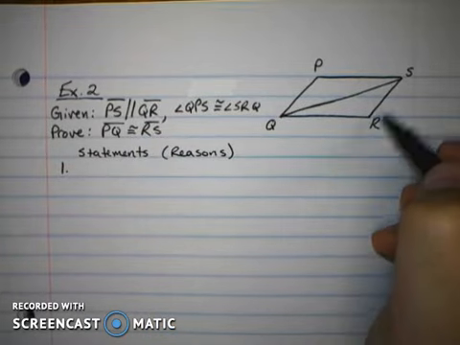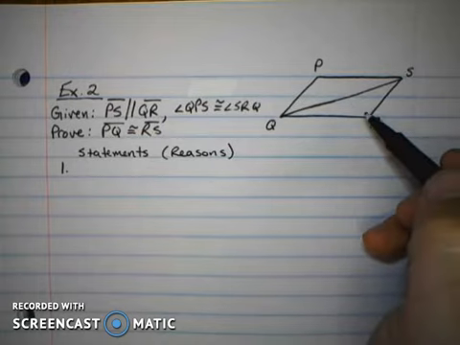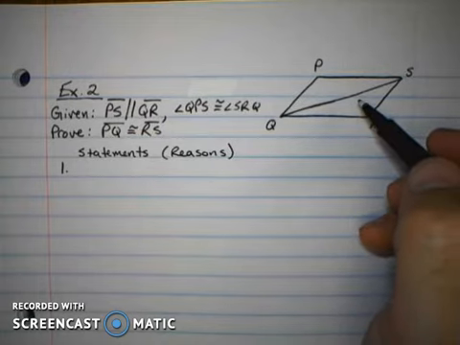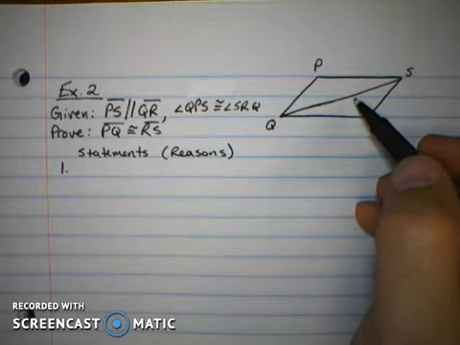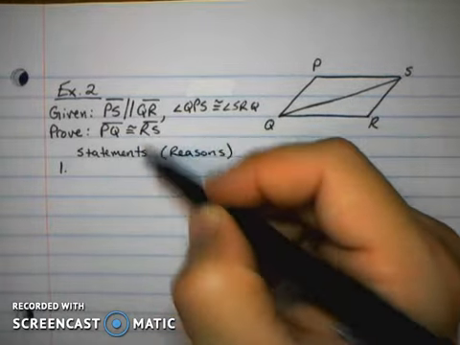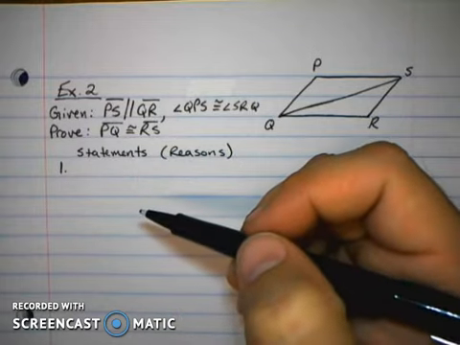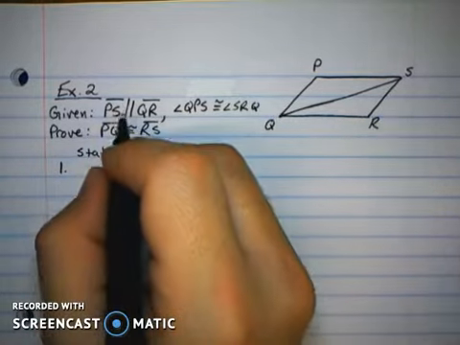PQ should correspond to RS, okay? And they should be congruent if these two triangles are congruent to one another, so that's what we're going to show first. Okay? The majority of our proof will go to show that the triangles are congruent, and the last statement will be that these parts are congruent because of CPCTC. Okay, so we're going to start off with the first given statement.